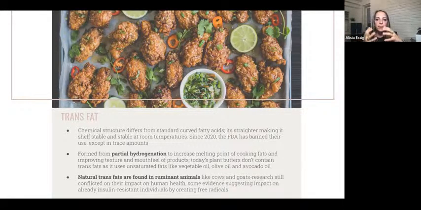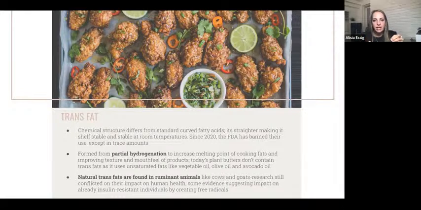The reason why they love trans fat is it's very shelf stable, which is great for keeping food lasting fresher longer, but not great for your arteries, not great for the inside. It's also important to recognize that there are natural trans fats found in ruminant animals like cows and goats. There's still a lot of research debating whether it has the same effect as the trans fat in those fried foods. It doesn't look like it's as strong, but it's still important to recognize.